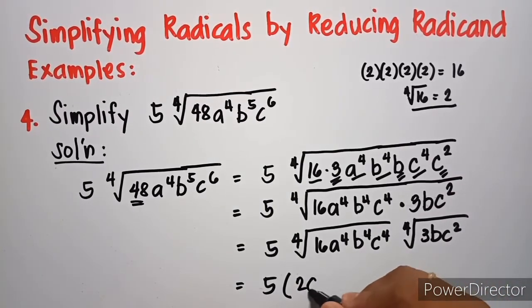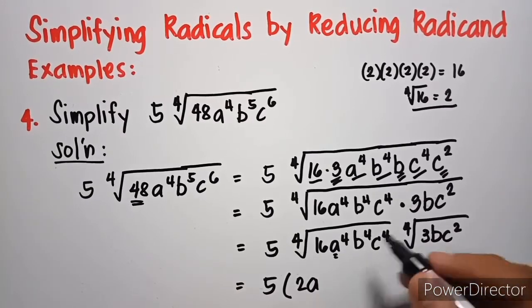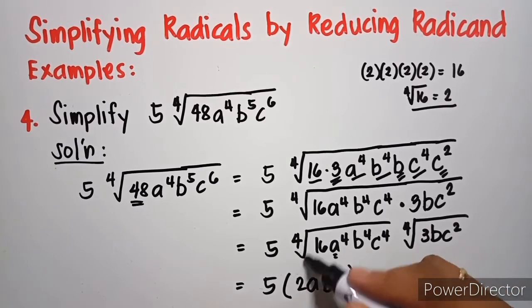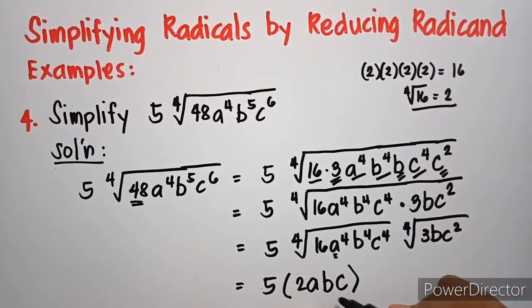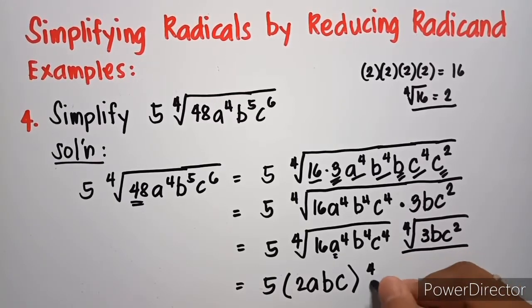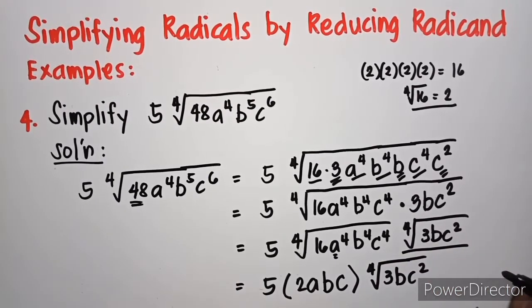Then, copy the radicand A. So, 4 divided by 4 is 1. Then B. 4 divided by 4 is 1. Then C. 4 divided by 4 is 1. So, ang fourth root ng 16, A to the 4th, B to the 4th, C to the 4th ay 2ABC.